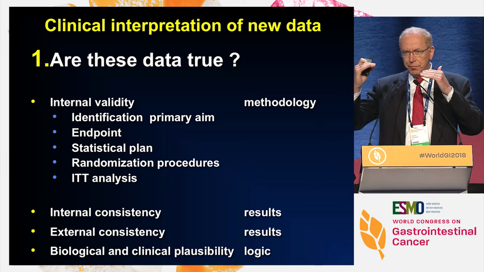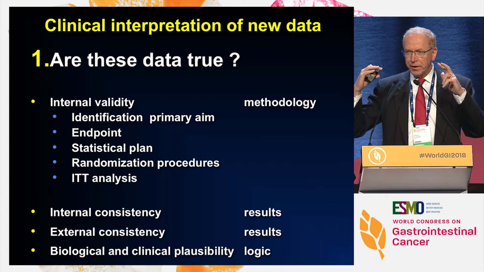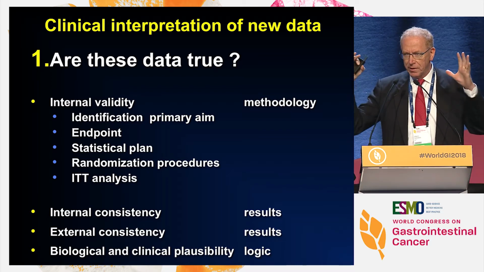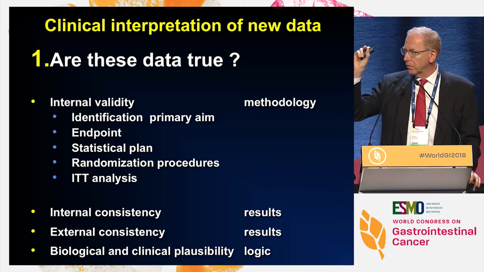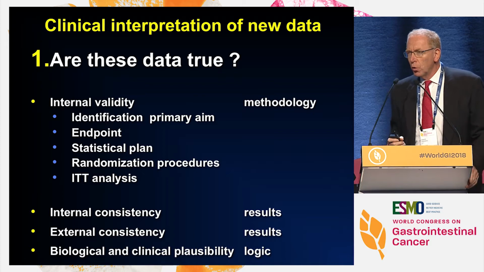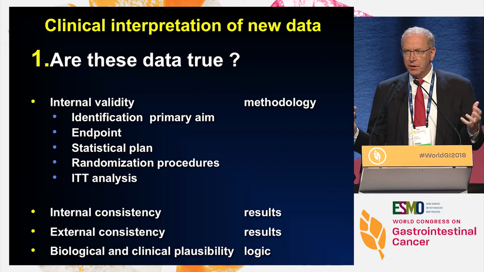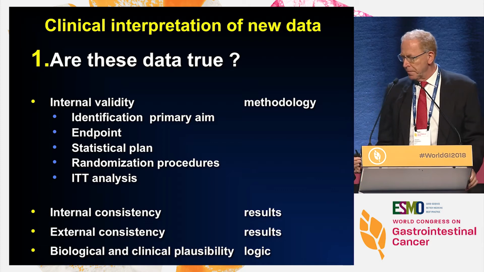Now, these 4 parameters actually are on 3 different logical planes. One refers to methodology. The second and third refer to the results, and the last one is simply logic. So, what is internal validity? Essentially, how well the study was designed and conducted.